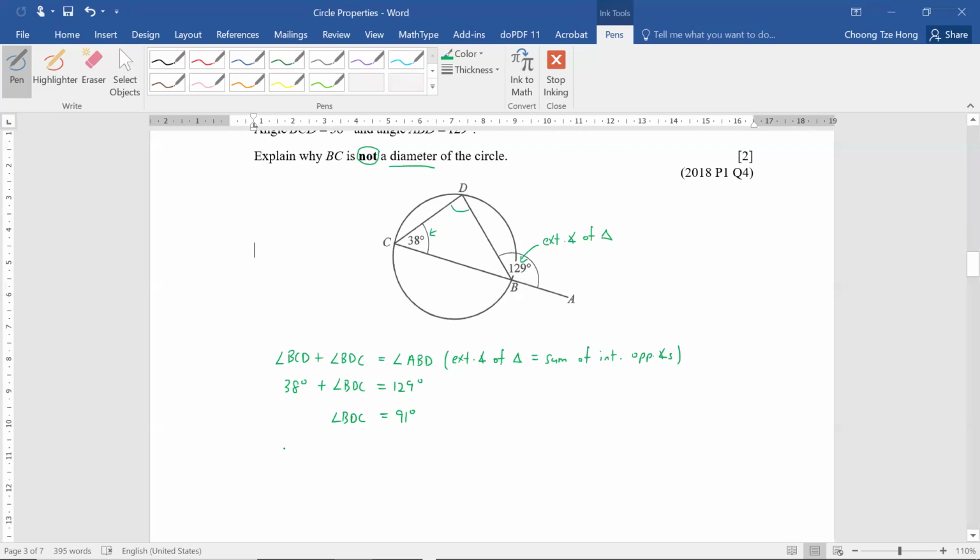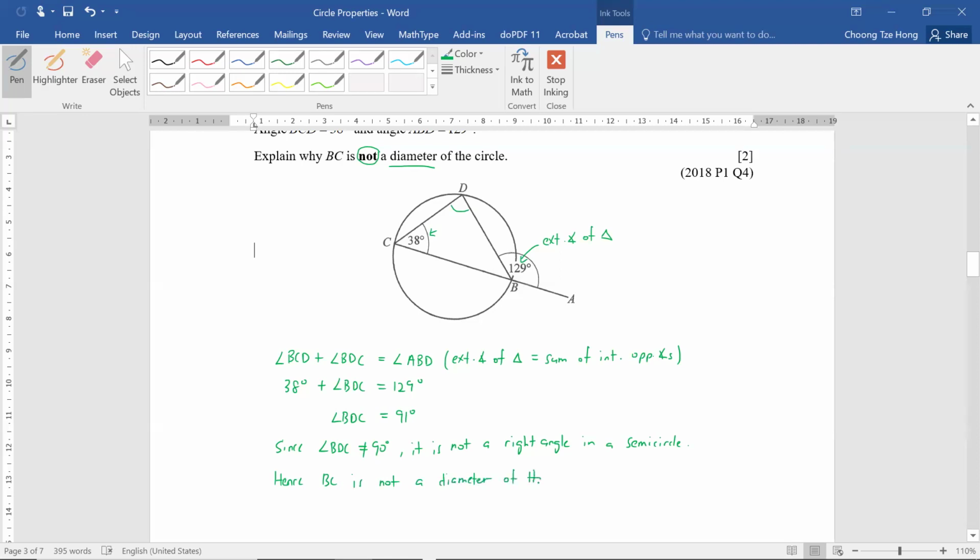It's good to state the property that we are focusing on for this question in your statement. So let's write: since angle BDC, 91 degrees, is not equal to 90 degrees, it is not a right angle in a semicircle. It's good to involve the property that is being tested over here in your statement. Hence, BC is not a diameter of the circle.